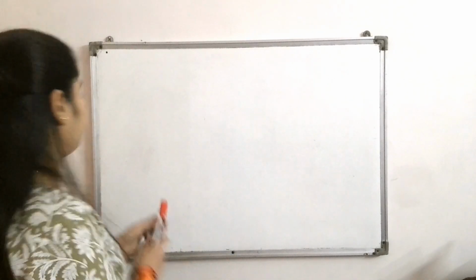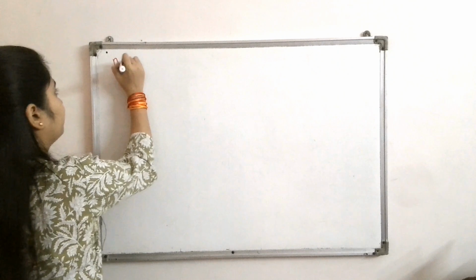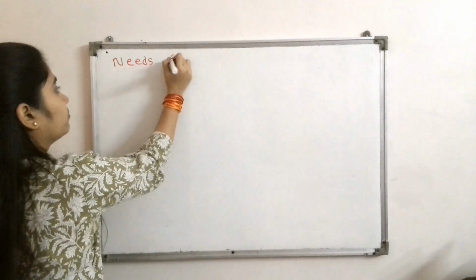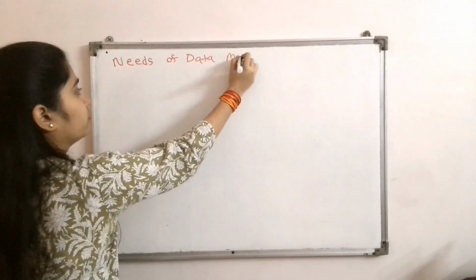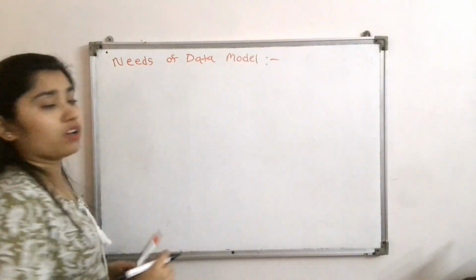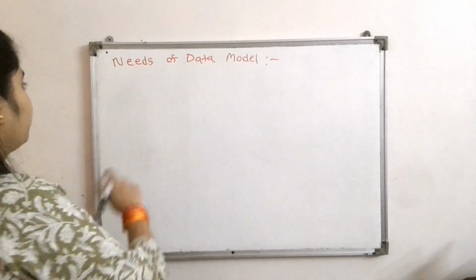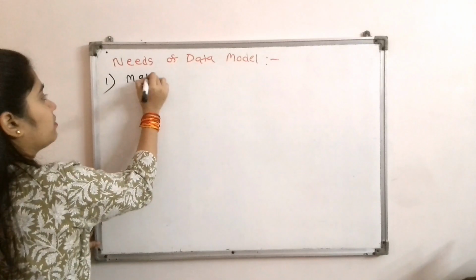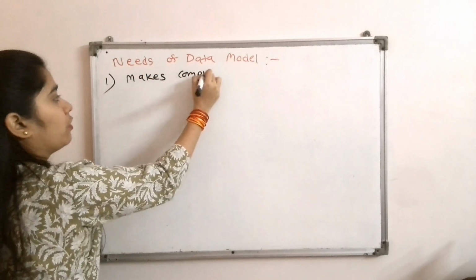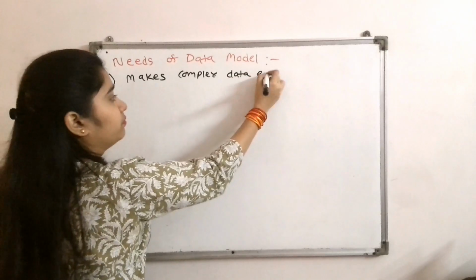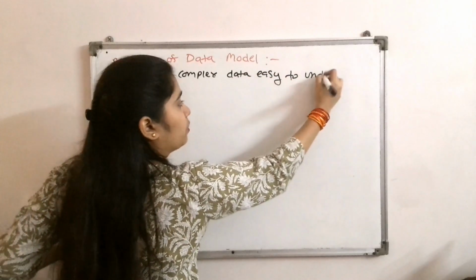So now we have discussed the types of the data models. Now the last topic we will discuss is the needs of the data model, that is, why data models are important or why they are used. Let's discuss the needs. First need is that it makes complex data easy to understand.